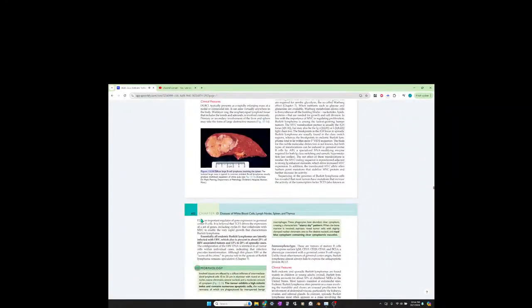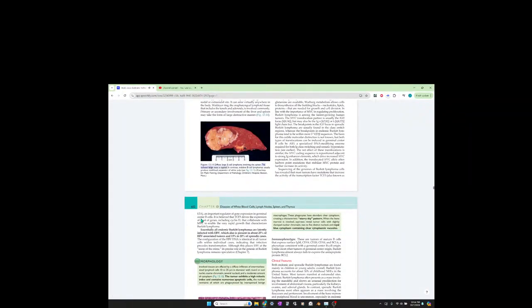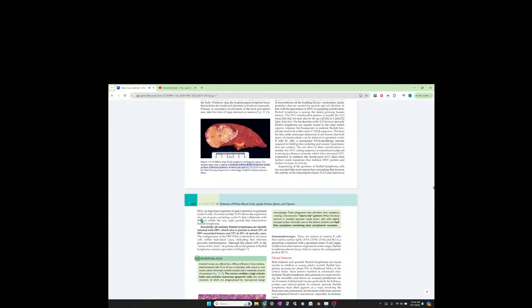Figure 13.1.4. Diffuse large B-cell lymphoma involving the spleen. The isolated large mass is typical. In contrast, indolent B-cell lymphomas usually produce multifocal expansion of white pulp.